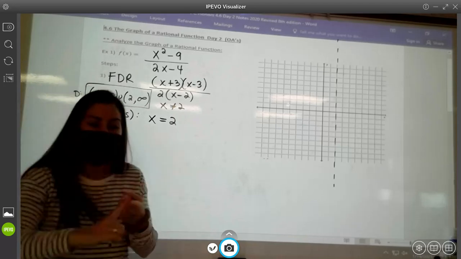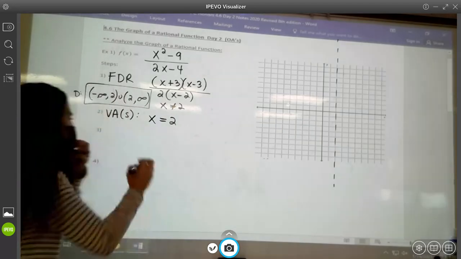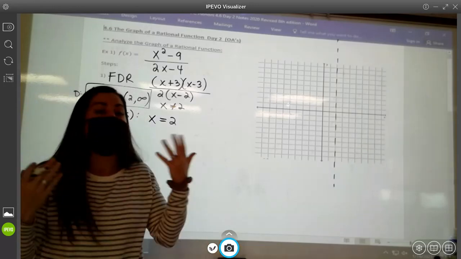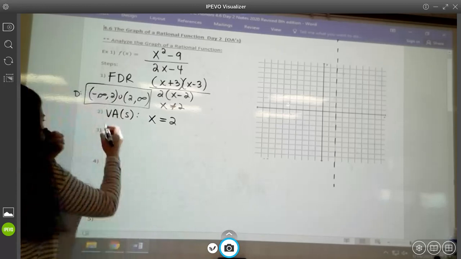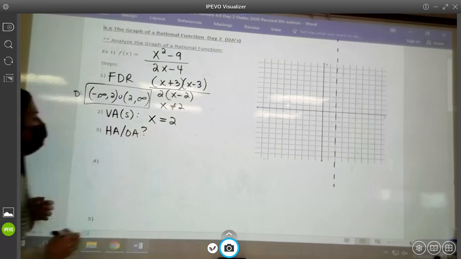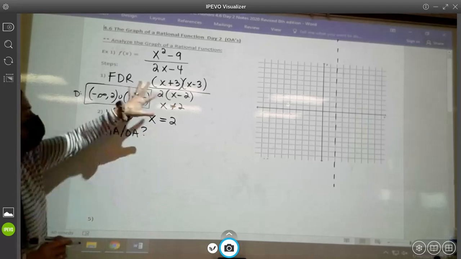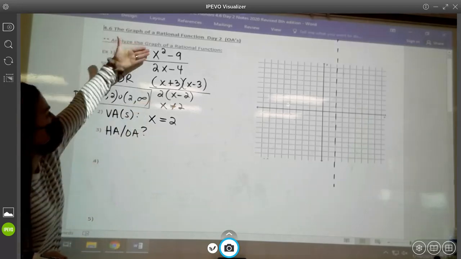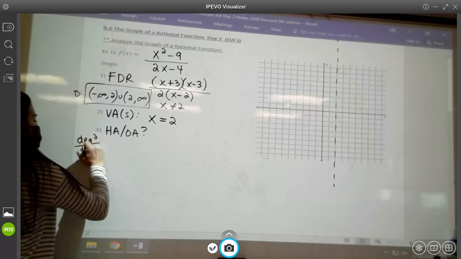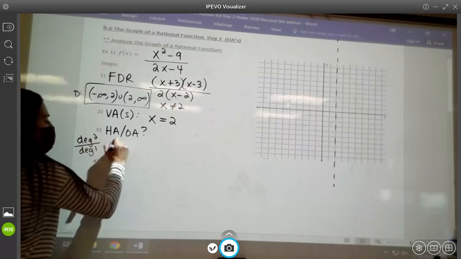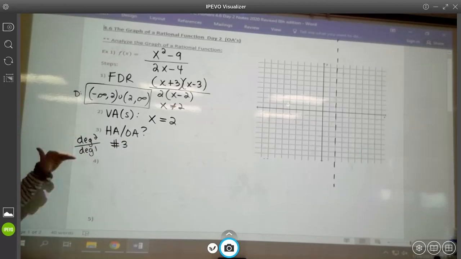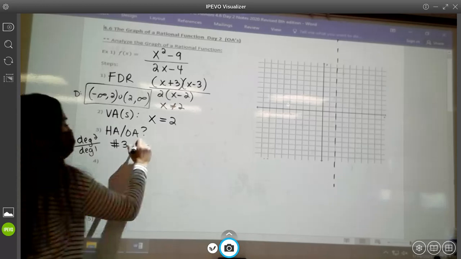I want to go after our horizontal asymptote or our oblique asymptote. It cannot have both. It has to have one or the other based off of our HAOA rules. All right, well, if you look, nothing reduced. So look at the beginning. It's a degree 2 over a degree 1. This would be rule number 3. Rule number 3 says that when the numerator's degree is bigger than the denominator's degree, you will have no HA.